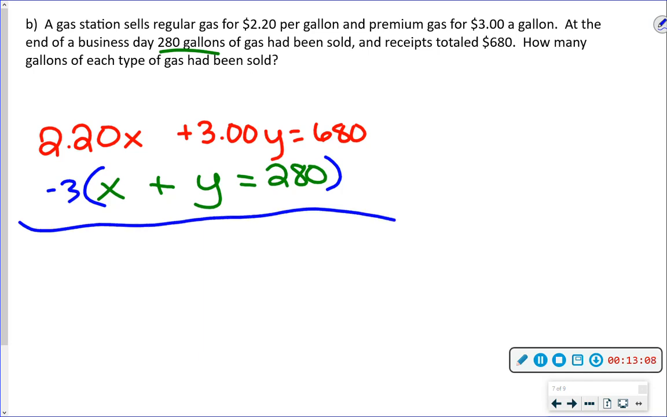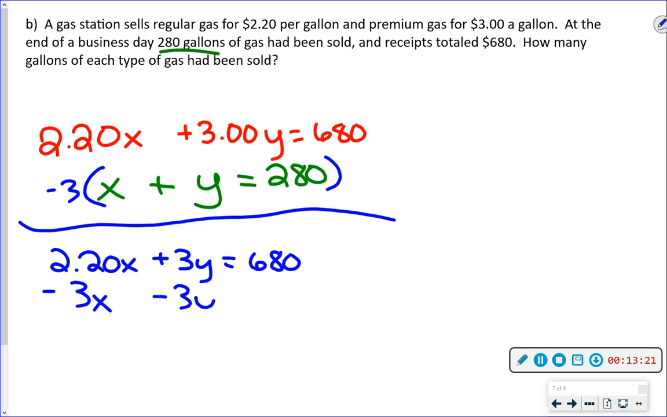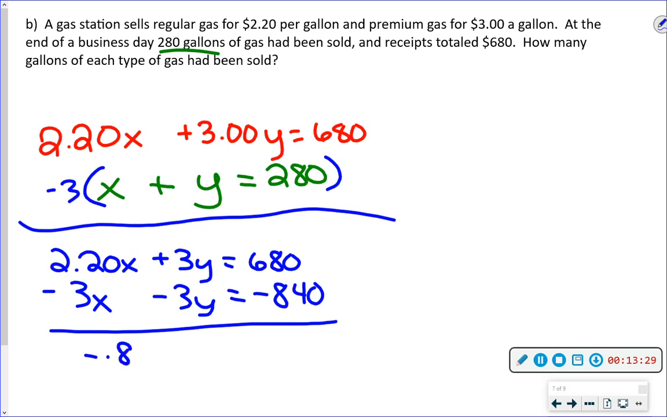So I got my 220x. I can't keep writing that 3.00y, it irritates me. I'm just going to put 3y. And I'm going to multiply by -3 here. Okay, -3 times 280. Add them up, 220 minus 3, -0.8. We got -160 over there. Divide it out, what do you have for x?